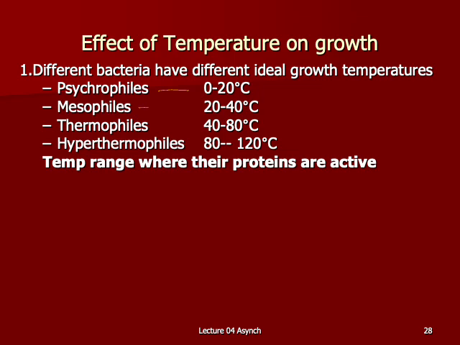Mesophiles are next. They're the ones that grow around room temperature to body temperature, 20 degrees Celsius to 40 degrees Celsius. Thermophiles are bacteria that grow from above body temperature, 40 degrees, to close to boiling, 40 to 80 degrees Celsius. And hyperthermophiles are the ones that grow around boiling, even above boiling.